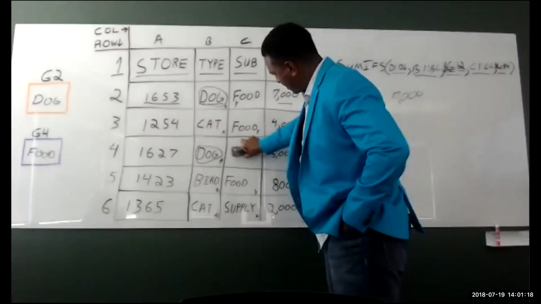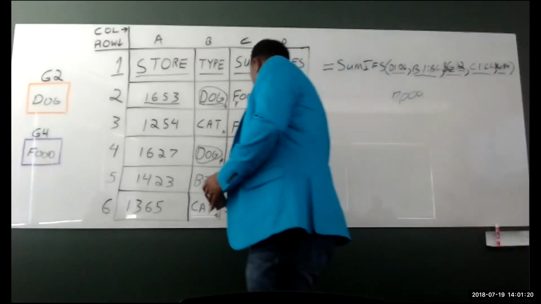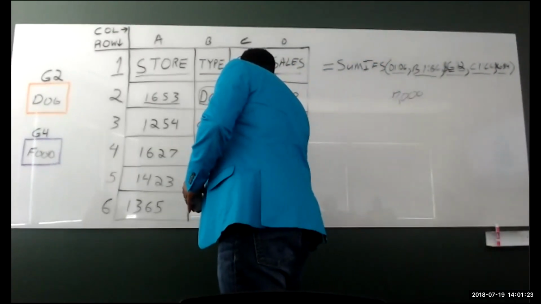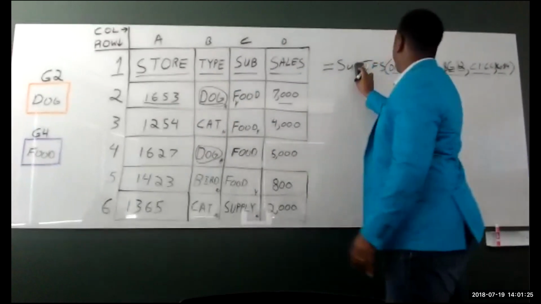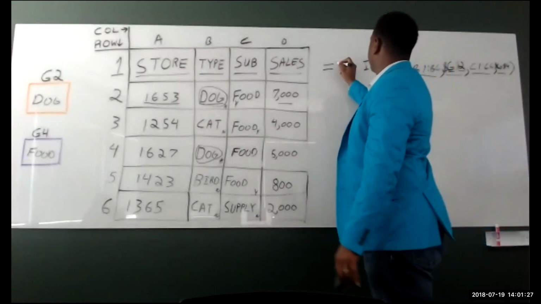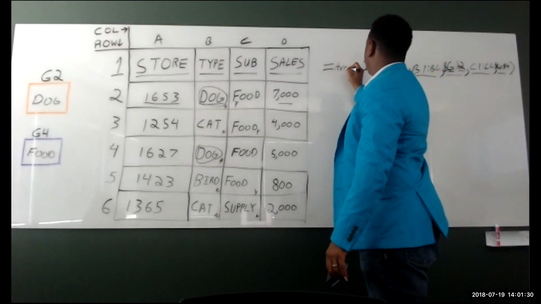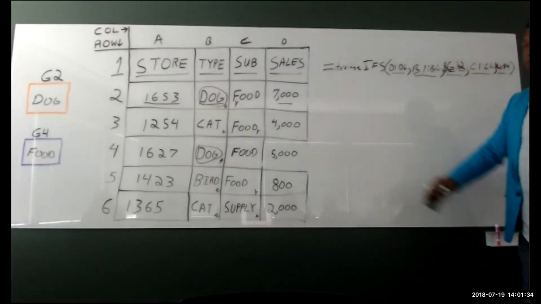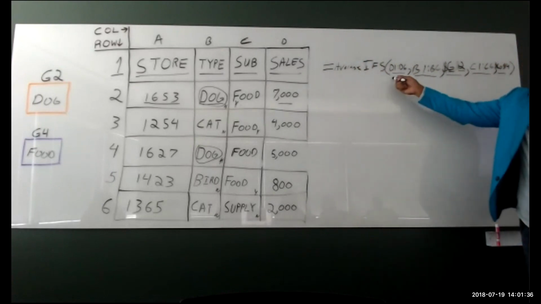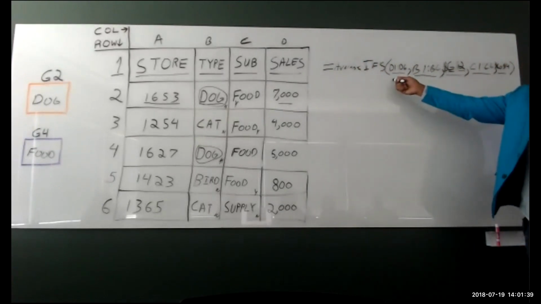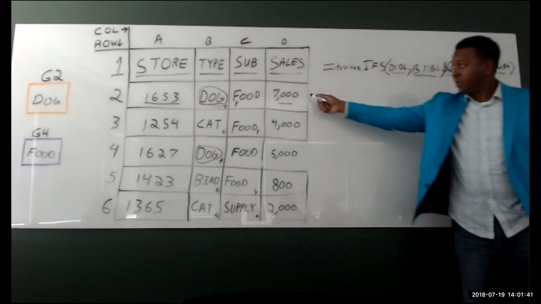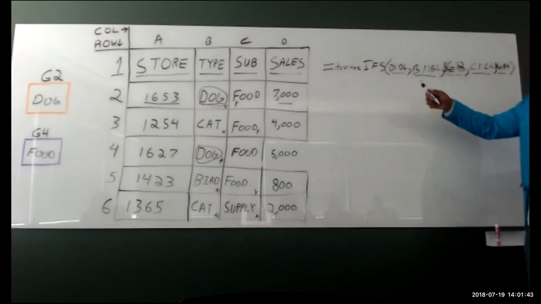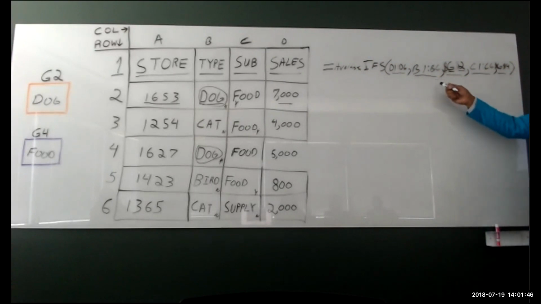We're going to change the word supply to food. Okay? I'm going to change the word sum to average. So now, same thing. What values do you want me to average? I want you to average D1 through D6 only if you find dog within D1 and D6. And then when you look at the C, you find food.